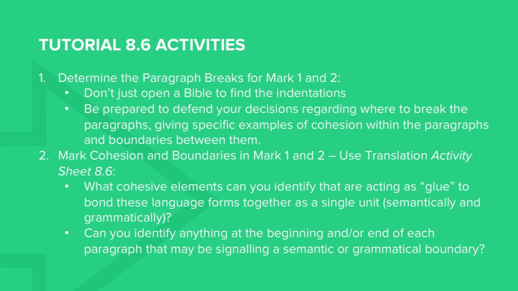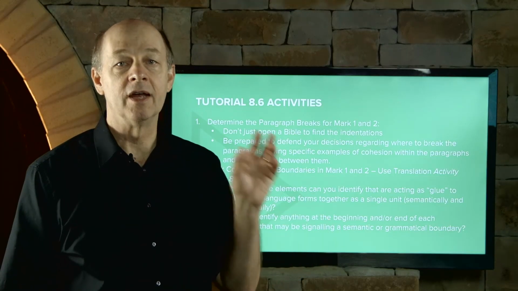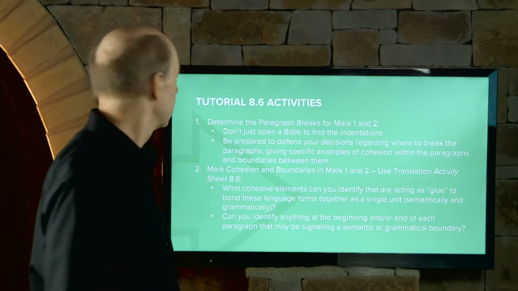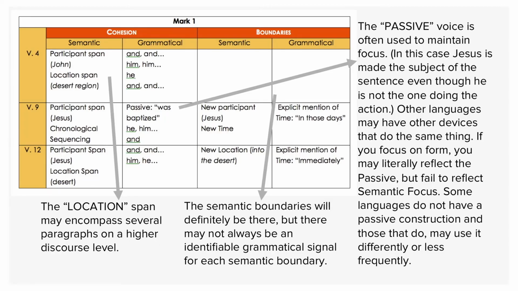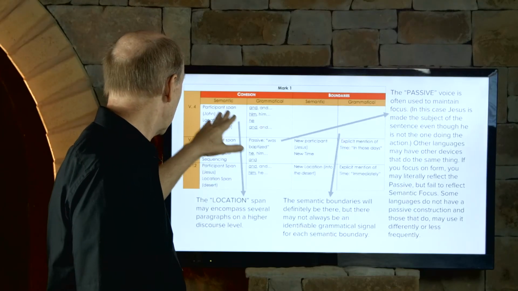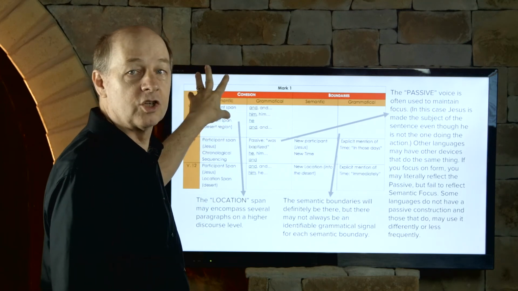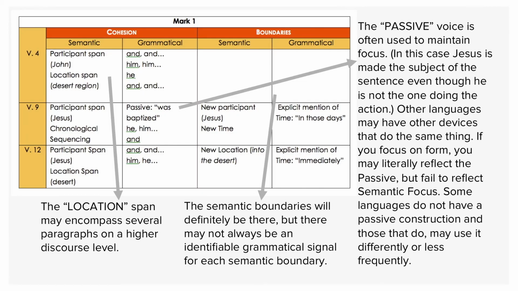Then you will use the activity sheet to identify and mark cohesion and boundaries in the grammar and cohesion and boundaries in the semantics. For example, under semantic cohesion, in verse 4, we see that there is a participant span that begins, focusing on John. And there is also a location span that goes perhaps through the next 2 or 3 paragraphs. And in the grammatical side, grammatical cohesion, the semantic cohesion within this paragraph is marked with connectors like and also pronouns like he and him, which keep John in focus.